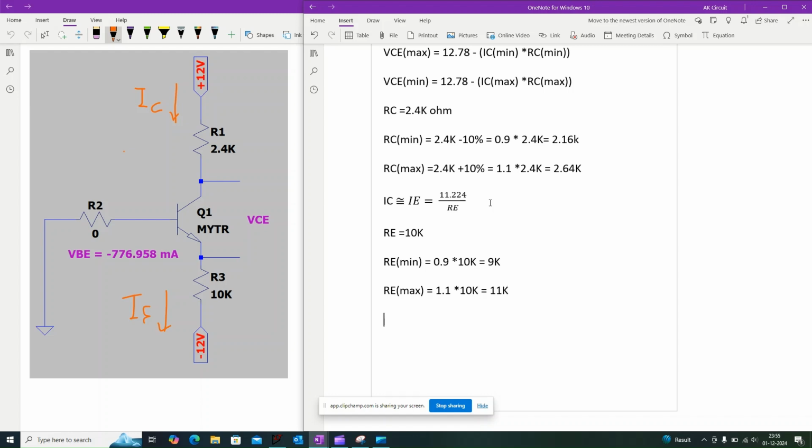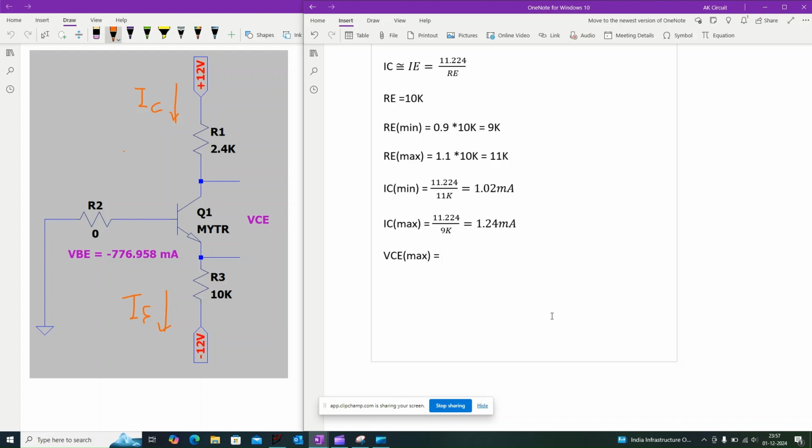Now we can find the minimum and maximum collector current. IC minimum is 11.224 divided by 11 kilo ohm, which is equal to 1.02 milliamps. And similarly, IC max is equal to 11.224 volt divided by 9 kilo ohm, which is equal to 1.24 milliamps.